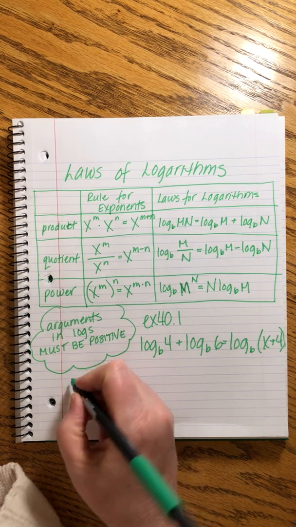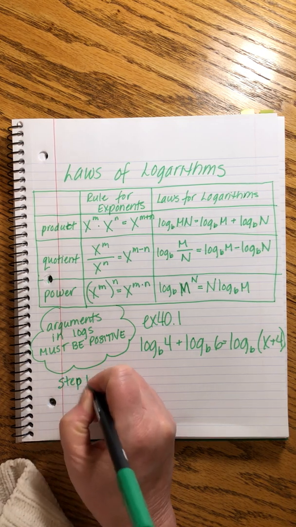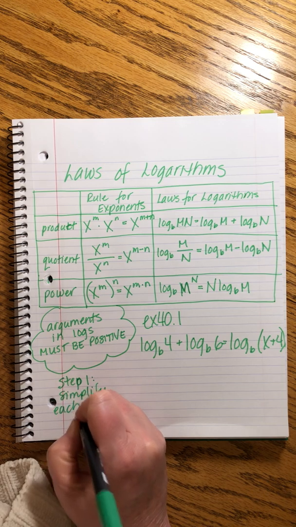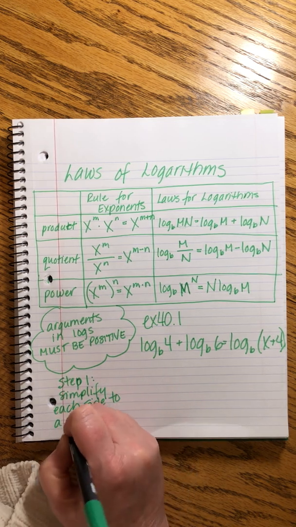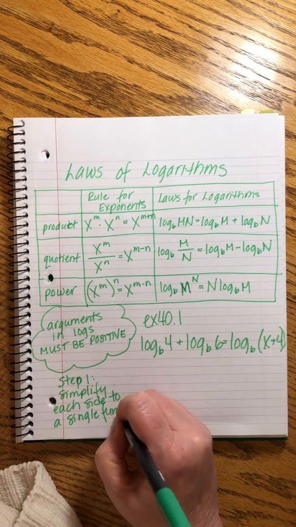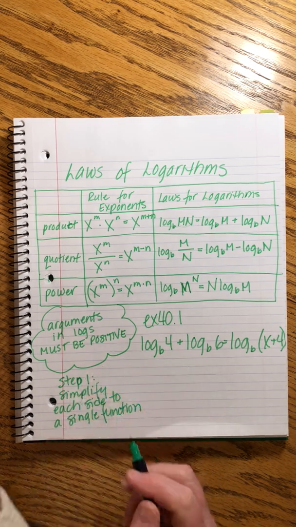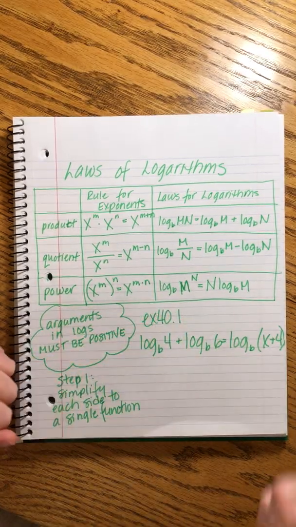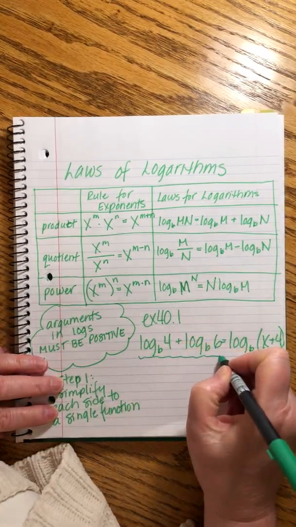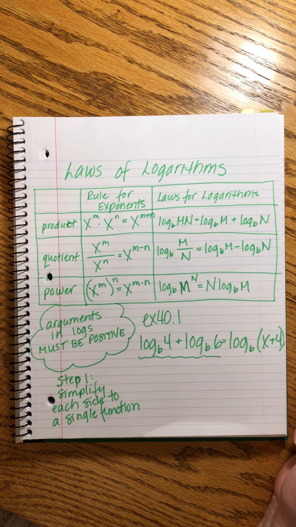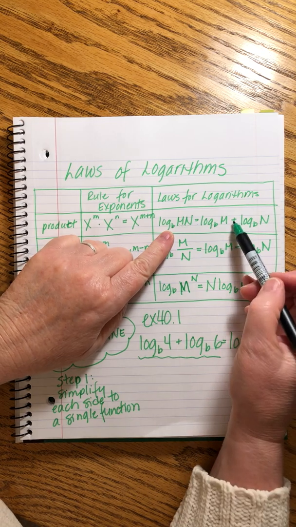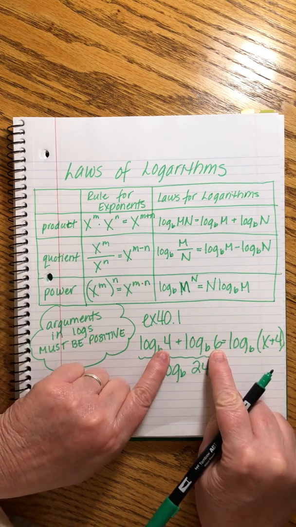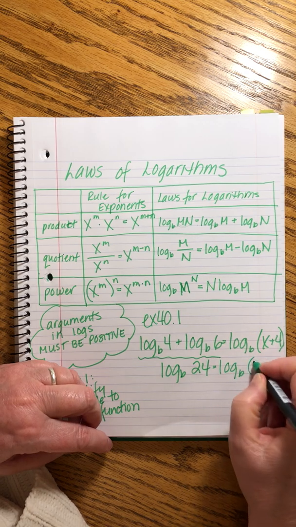What we try to do is, step 1, we want to simplify each side to a single function. That means where we have this plus and we have two functions, we don't want that. We want to try and smush them together and have one log on the left, one log on the right. Now, how can we take this and smush that into a single log? Aha, we have the tools. We're adding, so we can rewrite that as log b 24, 6 times 4, equals log b x plus 4.